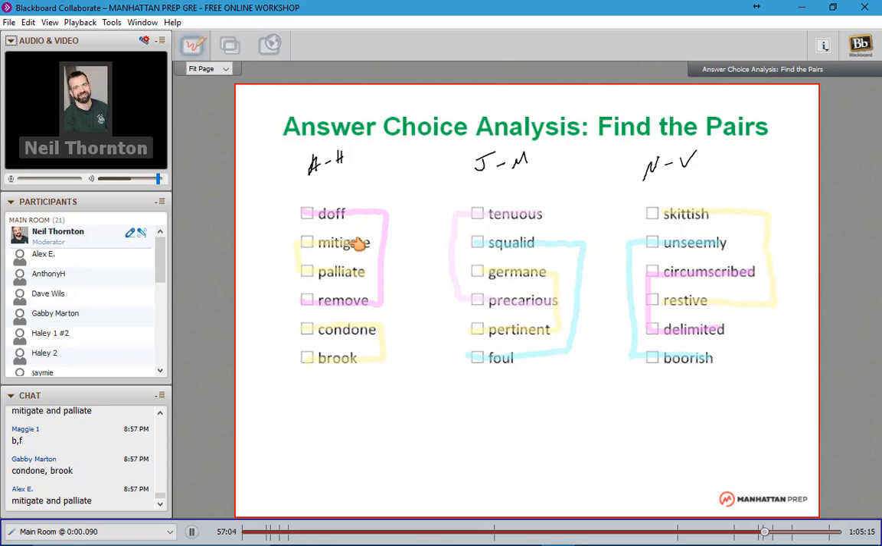But if I take some time and figure out what does match each other, to doff your hat, to remove your hat, to mitigate and palliate, to make things better, condone behavior, brook behavior, squalid and foul, germane and pertinent. So all of these, if I can start pairing these up, really increase my odds of getting the right answer.